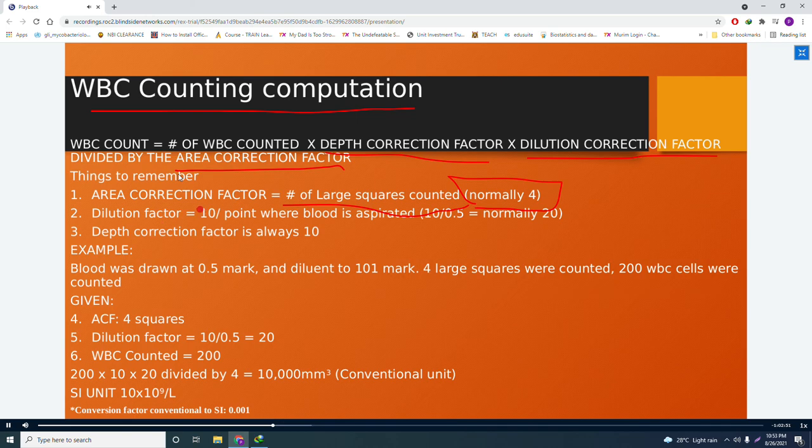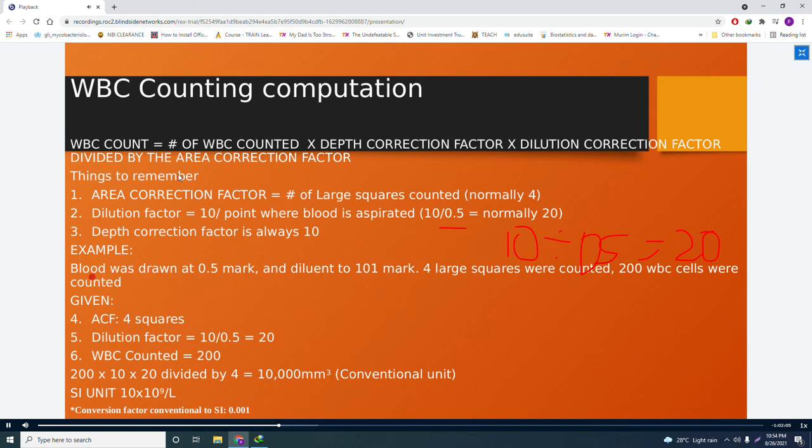Gets, class? Your area correction factor is the large squares na ginamit nyo sa pagbilang. Then your dilution factor is 10, kasi 10, that is constant. Divided by the point where the blood is aspirated. Class, normally na-aspirate siya sa 0.5. So if you divide 10 divided by 0.5, you get 20. Then your depth correction factor is always 10. Fix yan, class. So ang nagbabago lang itong dalawa, yung area correction and yung dilution factor.